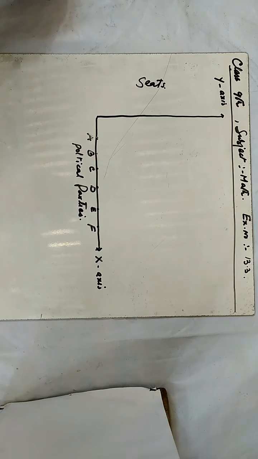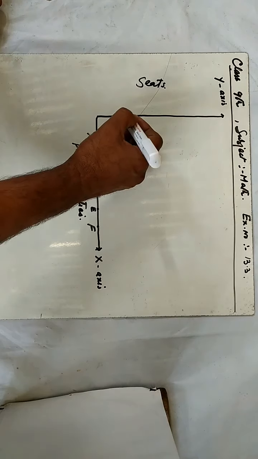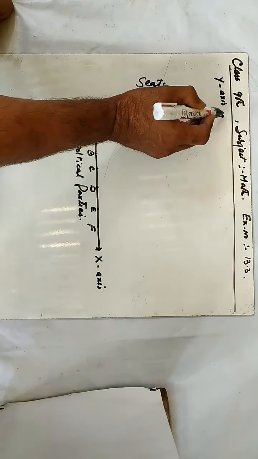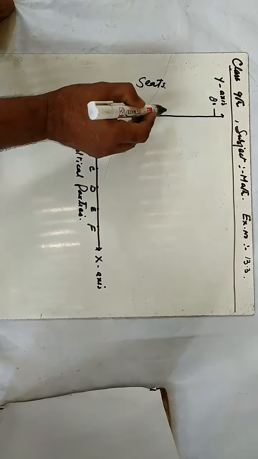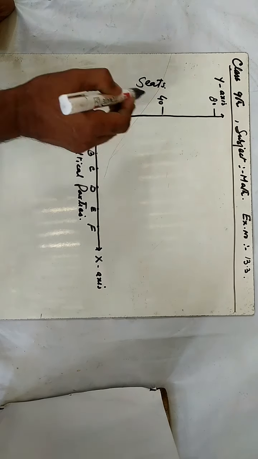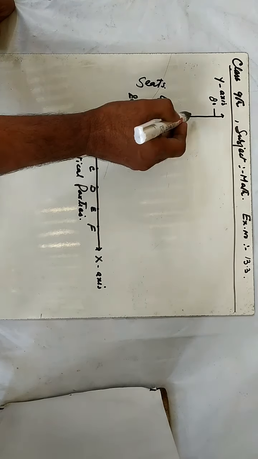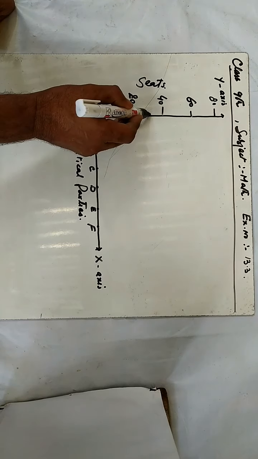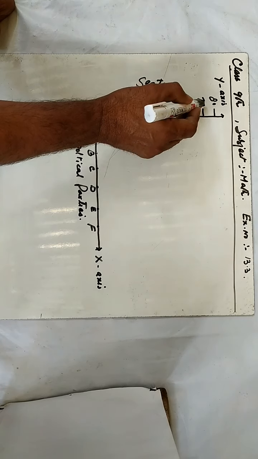Political party names on one side, and seats on the other. The x-axis has the political parties and the y-axis has the number of seats. The y-axis is split into equal intervals.